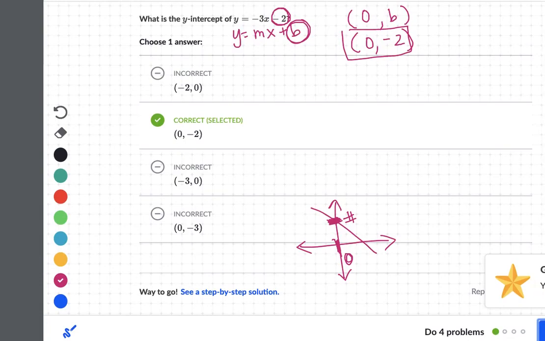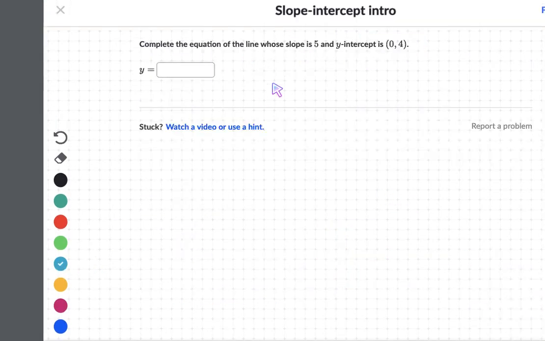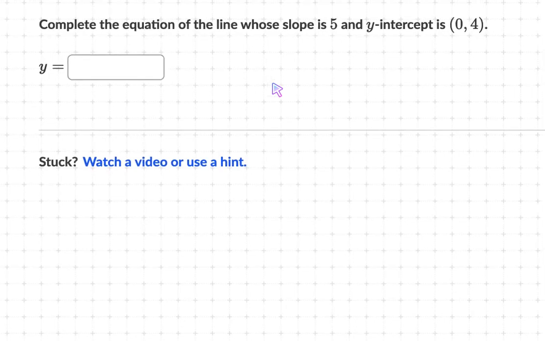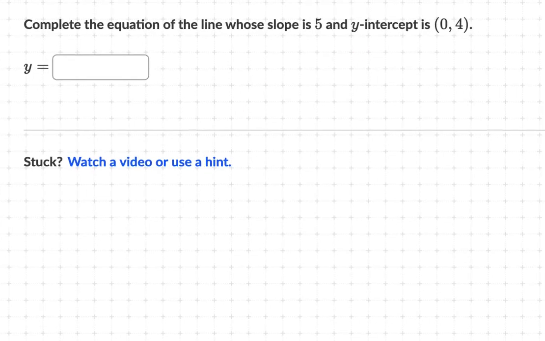Let's try another one. This problem asks you to complete the equation of the line whose slope is 5 and y-intercept is 0, 4. Pause the video and try it on your own first.